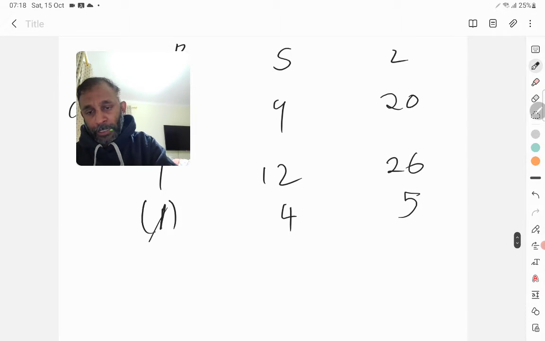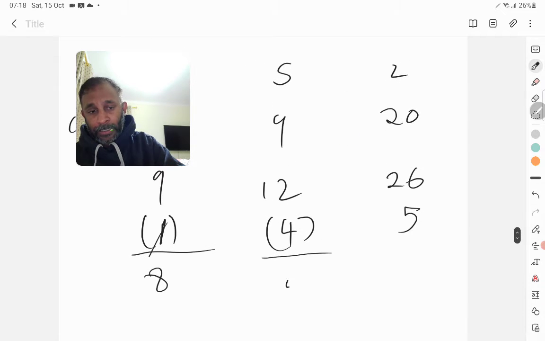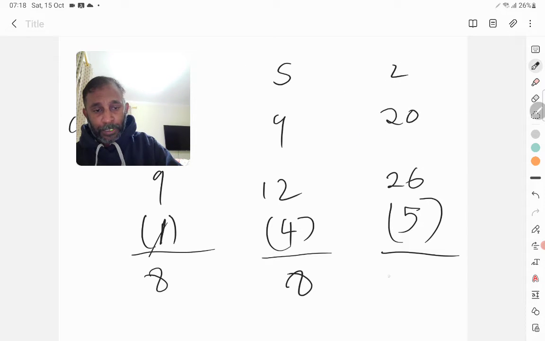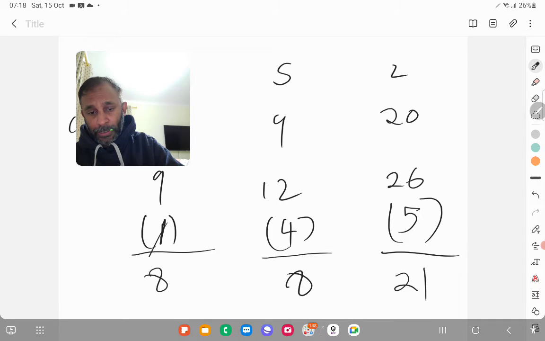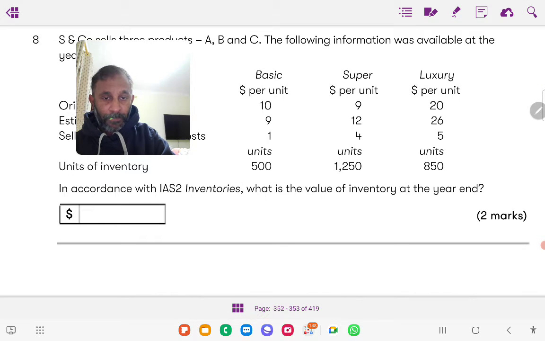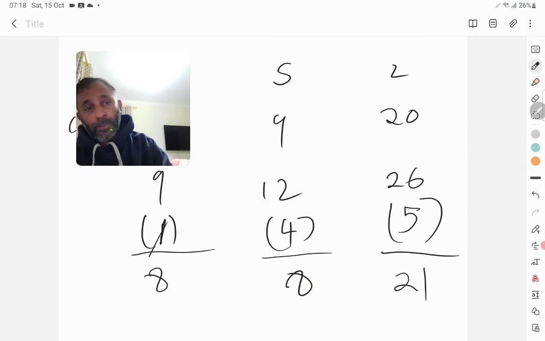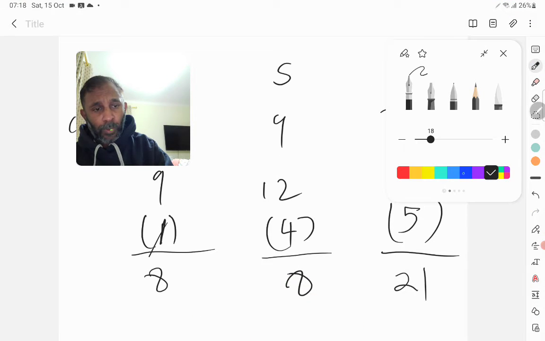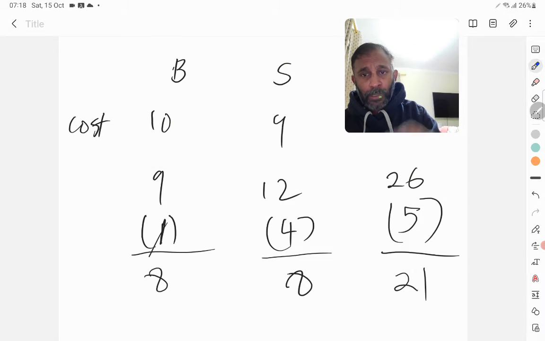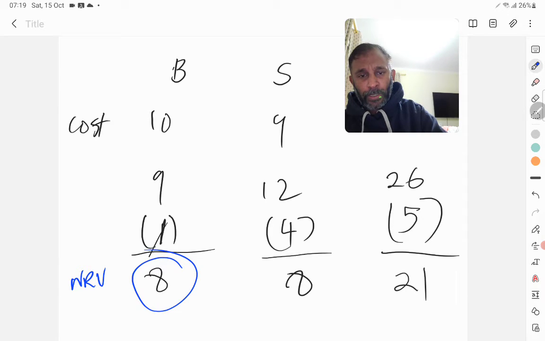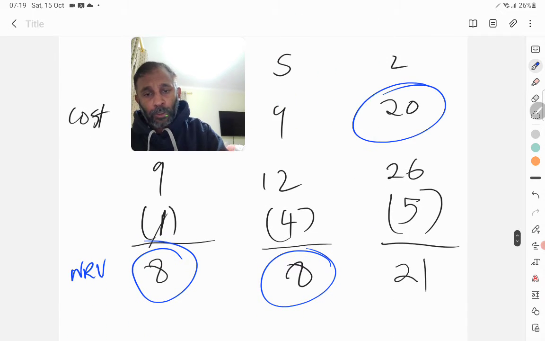So if you subtract this, we get here 8, and if you subtract this, we also get 8 here, and if you subtract this, you get 21. We reconfirm. Yeah. So what are the lower items? Is it the cost or NRV? We need to find it out. The first one, this is NRV actually. First one, this is lower. Super, this is lower. Luxury, cost is lower.